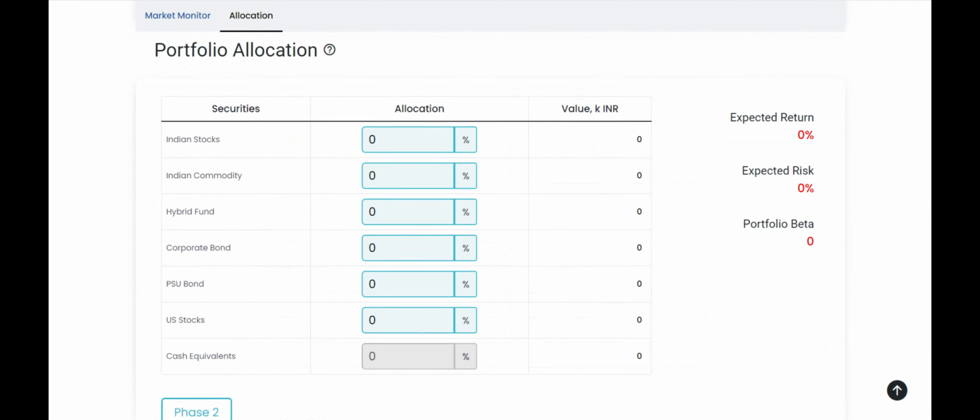In the portfolio allocation, you will decide upon the percentage of funds you plan to allocate to different instruments, and based on allocations, the cash equivalent allocation gets auto-adjusted. Once the allocation for Phase 1 is done, click on Phase 2 and move to the Phase Decision area. Remember, without submitting the phase decision by clicking Next Phase, you cannot allocate investments for the next phase.